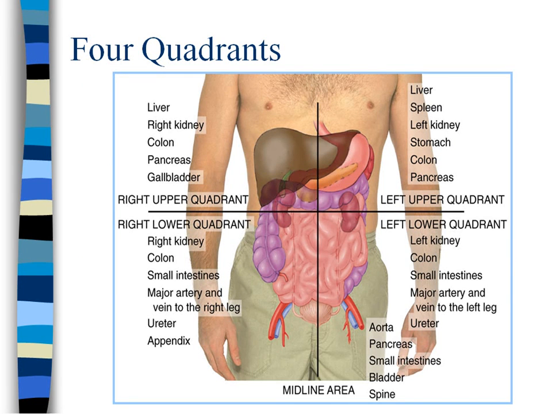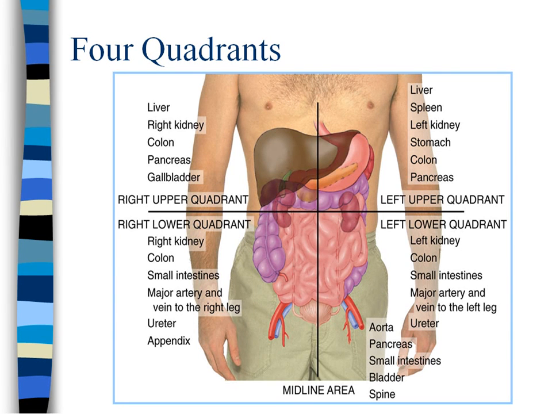In the right upper quadrant, you've got the liver, right kidney, colon, pancreas, gallbladder. In the left upper, you've got spleen, some part of the liver, kidney, stomach, colon, pancreas. Left lower: kidney, colon, small intestine, and major arteries and veins to the legs. Do you see them?